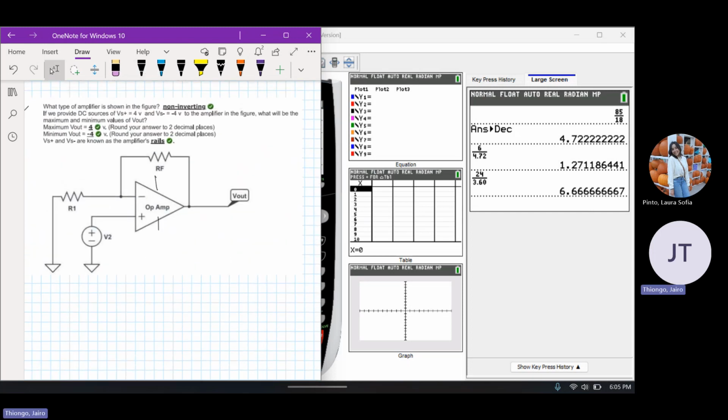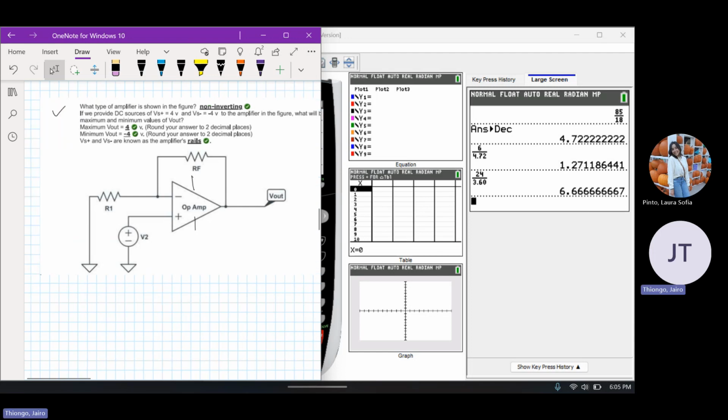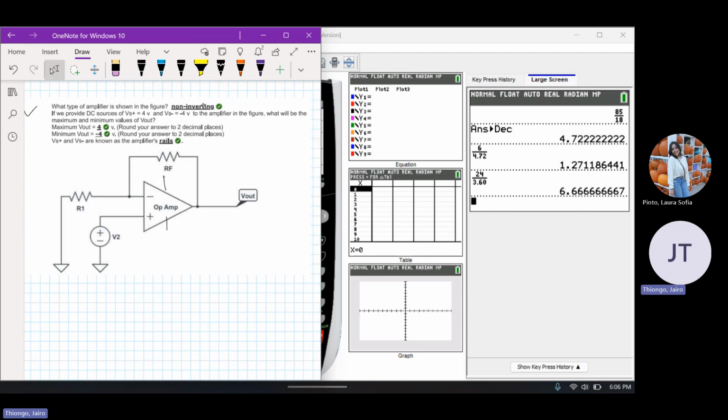Let's go to this question, asking about op-amps. It's asking what type of amplifier is shown in the figure. Based on what I explained before, we look at the incoming voltage source. To what terminal is it connected? For this one, we have it as V2, and it is connected to the positive terminal of the op-amp. That's how we're able to detect what type of op-amp this is. Since it's connected to the positive, it's non-inverting.